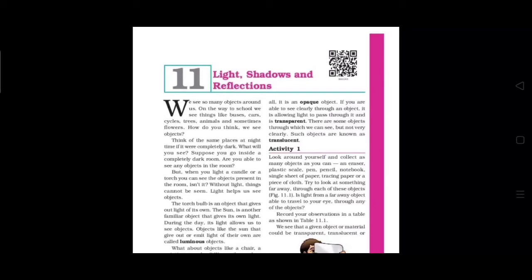How do you think we see objects? It is visible and also it is moving, right? Think of the same places at night. Now first you are watching in the morning, right? Now imagine if you see the same place at night, what do you observe? The place is completely dark, right? In the morning the bus and car are easily visible to our eyes, right? At night it is difficult to see because the area is very dark.